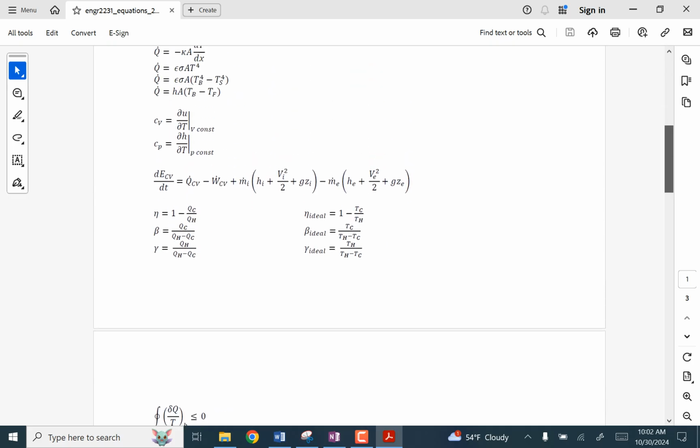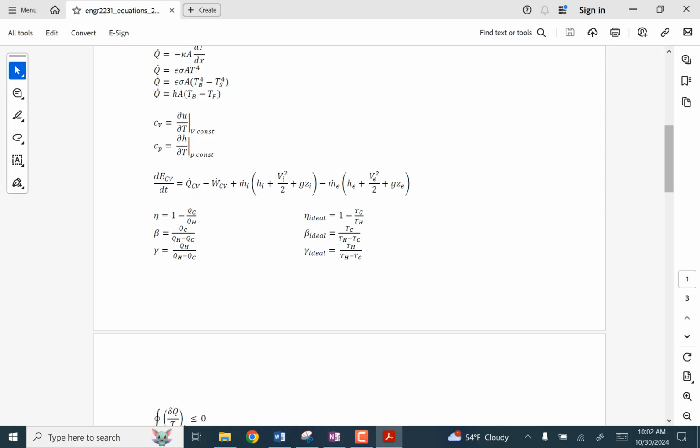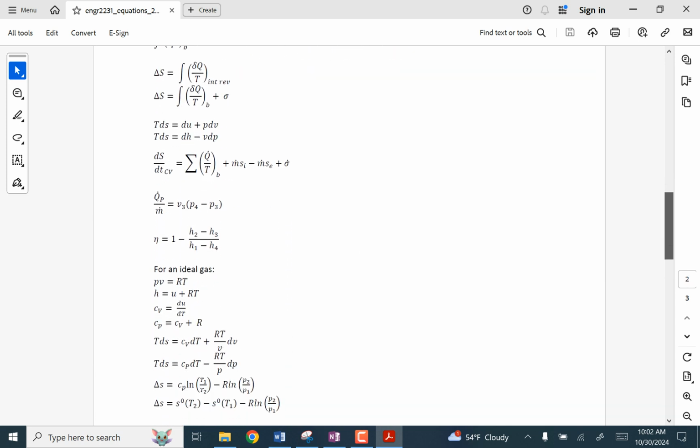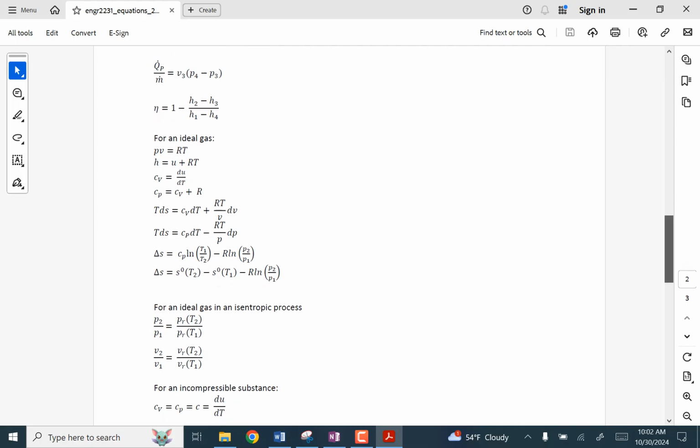For the test on Friday, we will be up through this control volume equation. I'll give you all these equations, but keep in mind that all of this stuff, starting with the Greek letters, is the next topic. Any questions about that? Look at all this stuff coming.